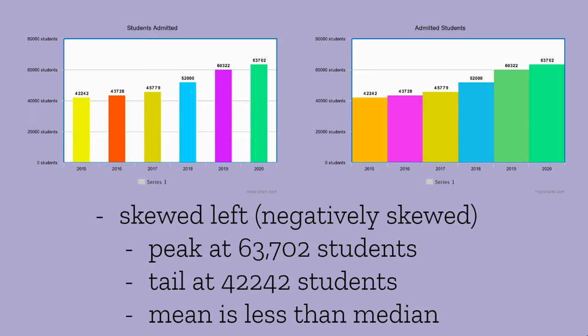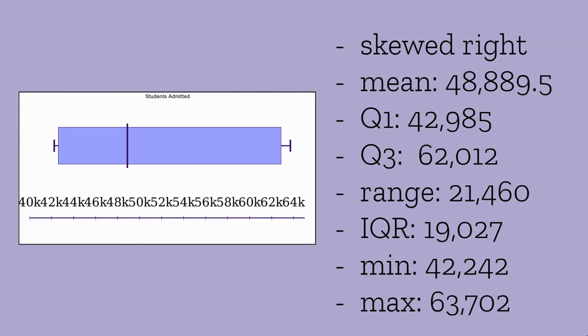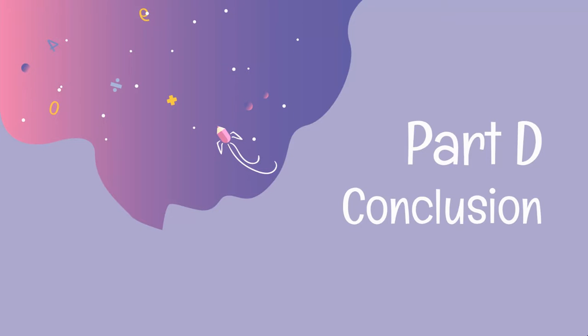We can also determine the peak and tail while knowing that the mean will have to be less than the median. Next off, we have the whisker box plot, which we can see is skewed right. Using the box plot, we can also determine the data's mean, quartile 1 and 3, the range, the interquartile range, and the minimum and maximum. Lastly, for this project, we have the conclusion.